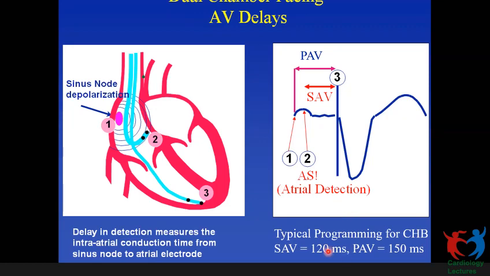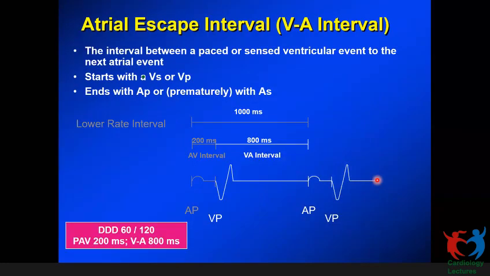And in the current generation pacemakers, the sensed AV delay, the nominal value will be 150 millisecond and the paced AV delay will be 180 millisecond. And in the slightly older generation, it is 120 and 150 millisecond. And that's the AV intervals, and then how they are programmed. And then the next interval becomes the VA interval.